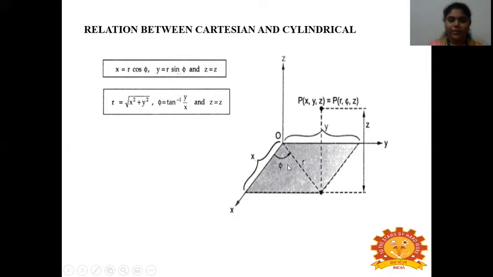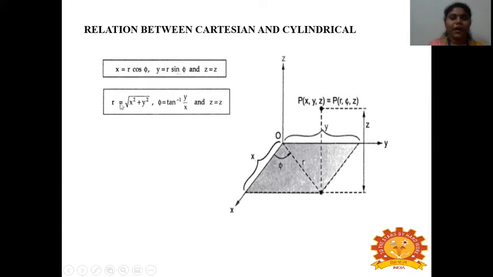Consider this triangle. From this we can calculate the value of x. Cos phi is equal to adjacent side by hypotenuse, that is x divided by r. So from this we can obtain x: x is equal to r into cos phi. Similarly for y, this is adjacent by hypotenuse and this is opposite by hypotenuse. So sin phi is y divided by r. So y is equal to r into sin phi, and z will be equal to z itself.